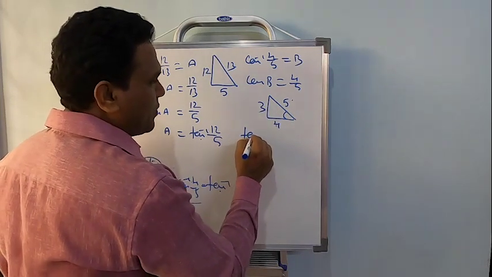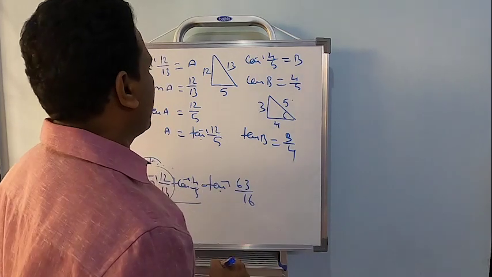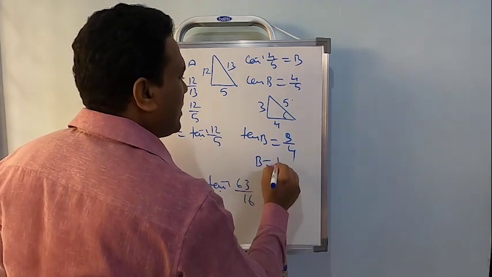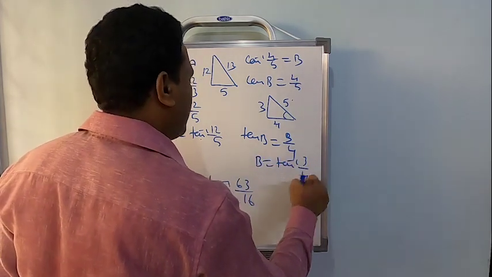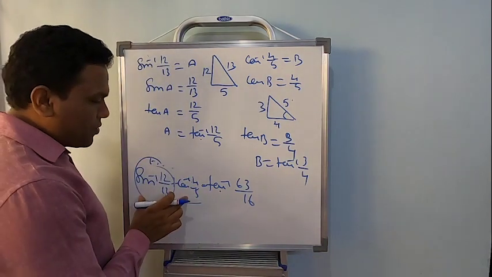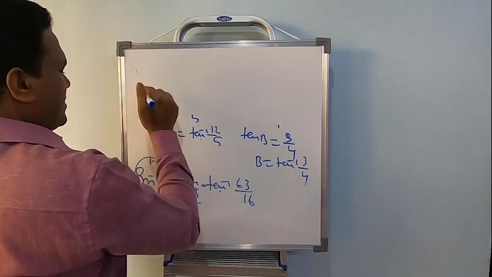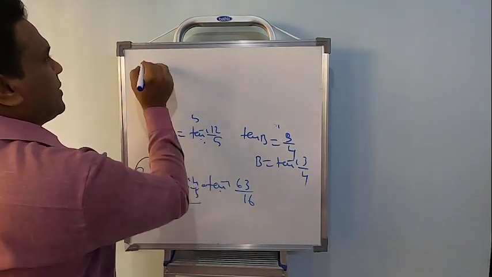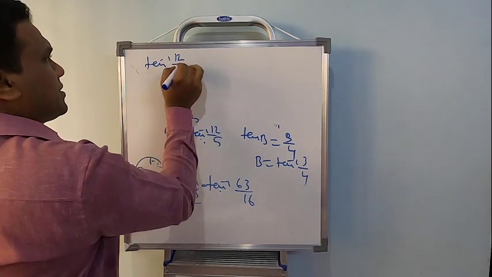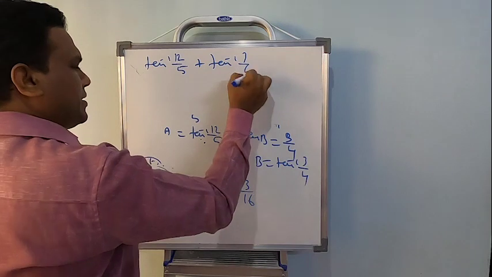So definition of tan once again. Tan B equal to 3 by 4, or B equal to tan inverse 3 by 4. Now the problem is being reduced. So I'm going to take the left hand side. In the left hand side, sin inverse 12 by 13 will be replaced by tan inverse 12 by 5, and the second term will be replaced by tan inverse 3 by 4.